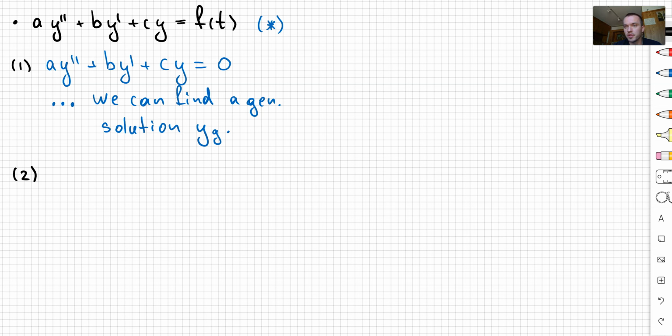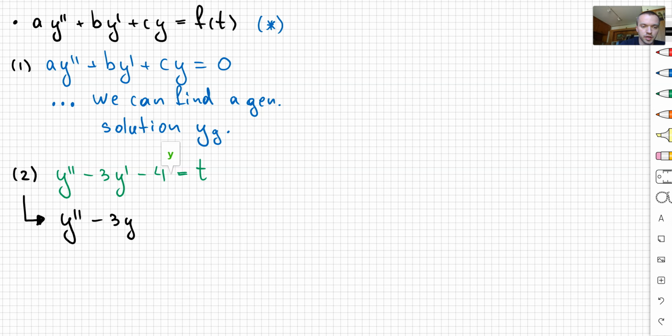So, for example, let me just do one simple example that I'm going to show you. Consider the differential equation of the form y double prime minus 3y prime minus 4y is equal to t. So according to our approach, let's first find the solution for the homogeneous part. So I want to find the solution for the differential equation y double prime minus 3y prime minus 4y is equal to 0.